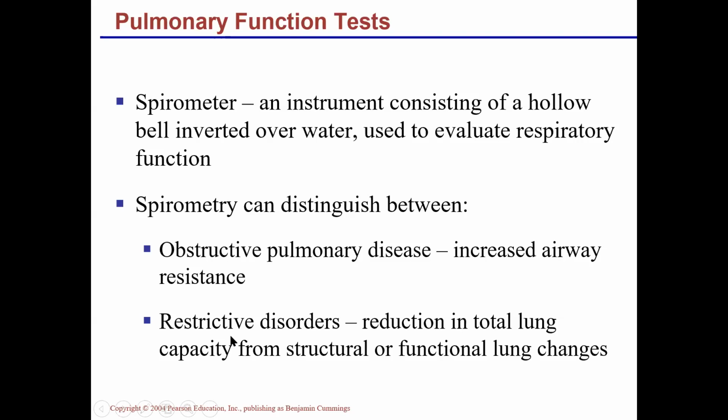If it's a restrictive problem, that is a total capacity problem. Let's say you have emphysema, for example, which damages a lot of alveoli, so the total capacity in the lung is reduced dramatically. That is called a restrictive problem.